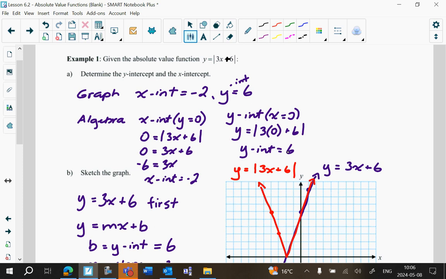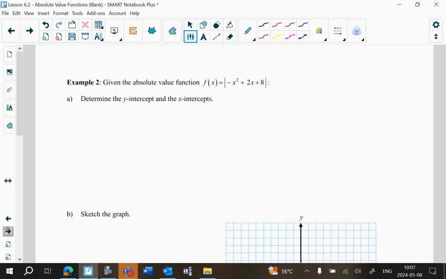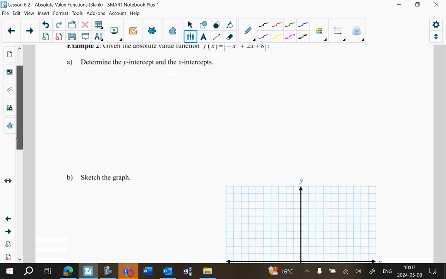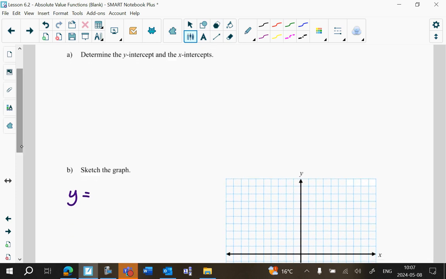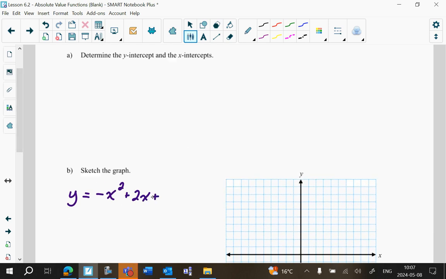Okay, last one. The absolute value of f of x, remember f of x just means the same as y, equals the absolute value of -x squared plus 2x plus 8. So let's skip A for now and go right to the graph. What we want to do is sketch y or f of x, it doesn't matter which one you put, equals -x squared plus 2x plus 8. Make sure I got the right one this time.